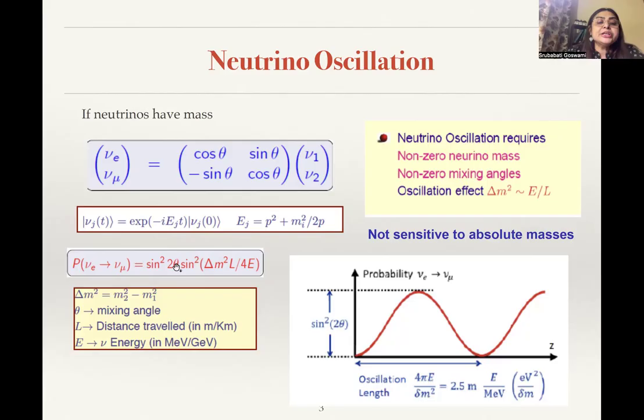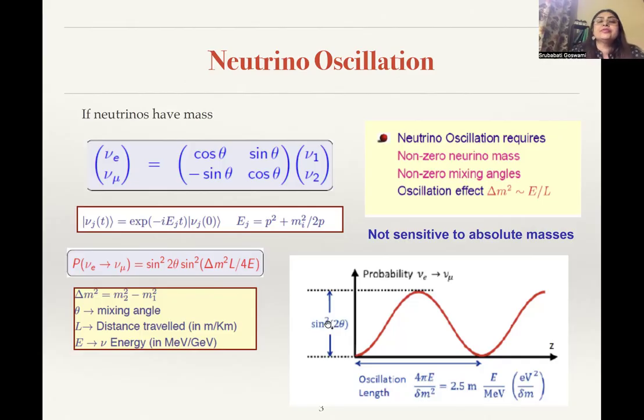Now, the amplitude of oscillation is governed by this sine square 2 theta, and the frequency is governed by this delta m square L by 4E term. So, what is important is that the delta m square to which a particular experiment is sensitive will depend on the L by E ratio, because for delta m square of the order of E by L, the oscillation effect is maximal. So what we see is that for oscillation, we need mass square difference and we need mixing angle.